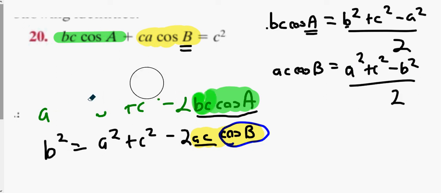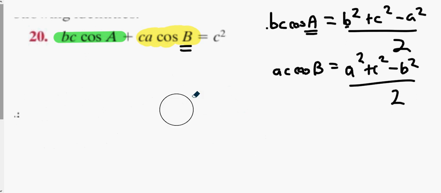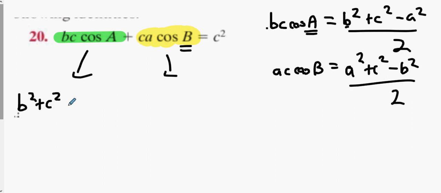Now what do I do with the two of these now? What can I do now? Just sub them in, don't I? And what do I get? b squared plus c squared minus, all over. And here?